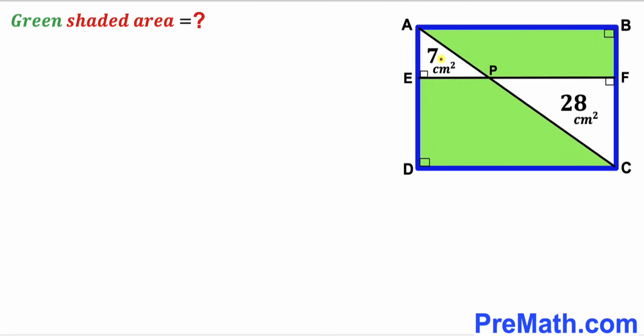In this video, we have this blue rectangle ABCD that consists of this green shaded region, this smaller right triangle AEP, and this bigger right triangle CFP, as you can see in the given diagram. The area of triangle AEP is 7 cm², whereas the area of the other right triangle CFP is 28 cm². Our task is to calculate the area of this green shaded region.